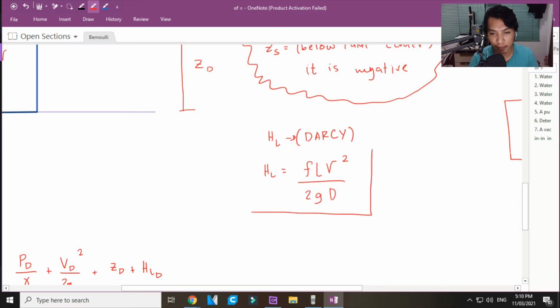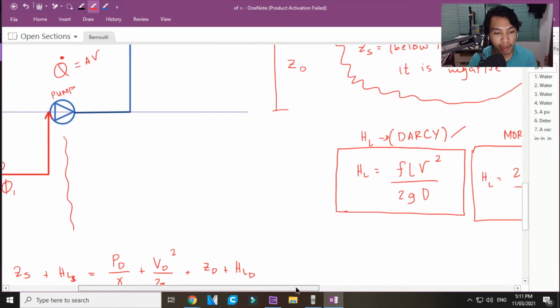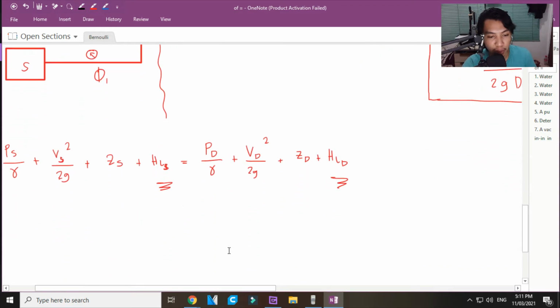That is for Darcy. If in-specify that your coefficient of friction came from the Morse table, you will have to use the Morse equation. Okay, what is the Morse equation? Ganito lang yan, no? HL. Ilagay mo lang yung 2 sa taas, yun na yun. 2 FLV squared over GD. Commonly, pag hindi binanggit, binigay lang yung may coefficient of friction ka, ito kagad gagamitin mo. Pag in-specify that your coefficient of friction came from the Morse table, matik, Morse ang gagamitin mo. Okay? Now, that is for the head loss or the friction loss.